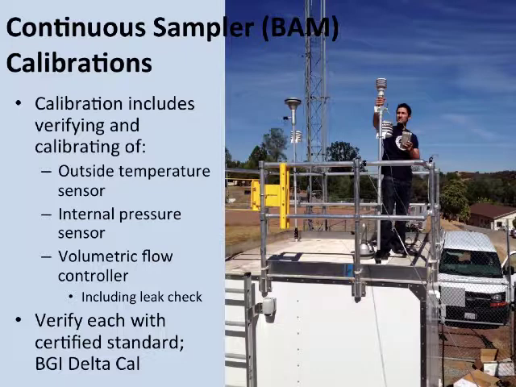Okay, so transitioning from our ozone multi-point calibrations over to continuous samplers. When we're calibrating our continuous samplers, most of us are using, calibrating BAMs. A calibration of a BAM sampler includes your outside temperature sensor, the internal pressure sensor, your flow controller with a leak check, and just like when you're calibrating your gaseous, you want to use a certified standard. We use, and I know a lot of people use, the BGI Delta Cals for that.